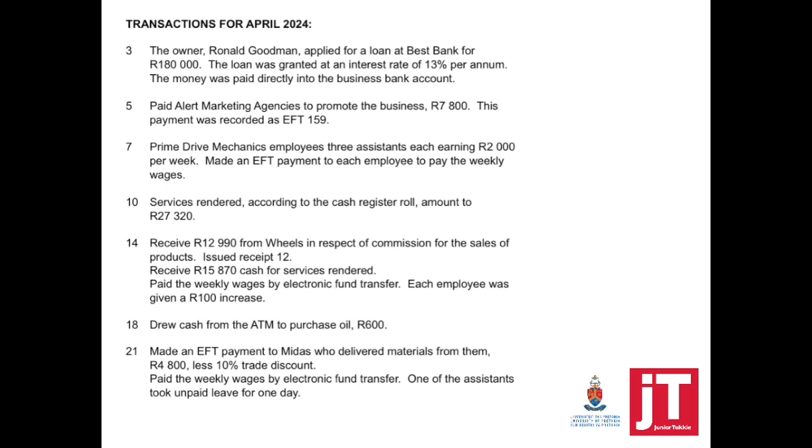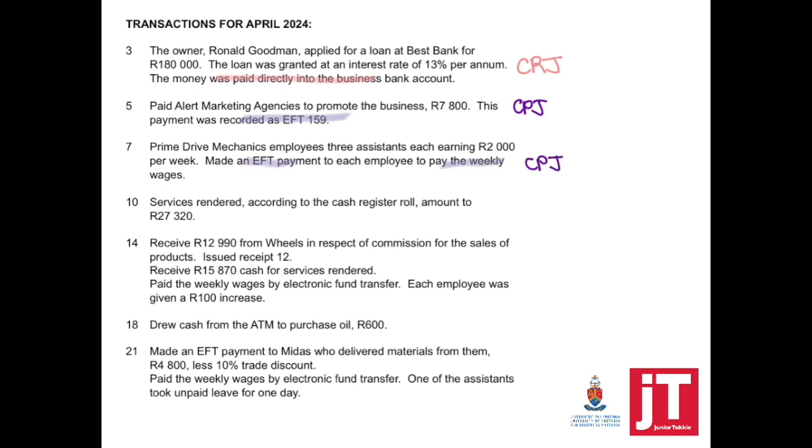Transaction number 3, the owner, Donald Goodman, applied for a loan at Best Bank for $180,000. The loan was granted and the money paid into the business bank account. That means CRJ. Day 5, paid alert marketing agencies by EFT, CPJ. Day 7, Prime Mechanics employs 3 assistants, each earning $2,000 per week. Made an EFT payment, CPJ.